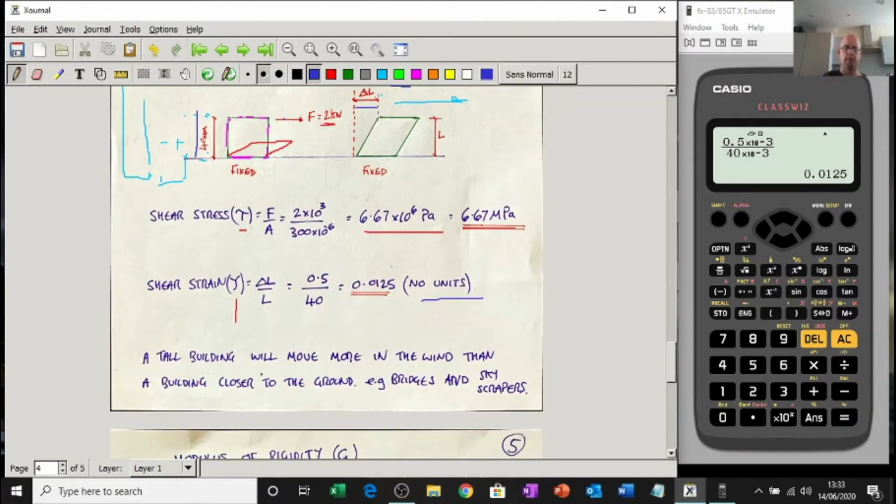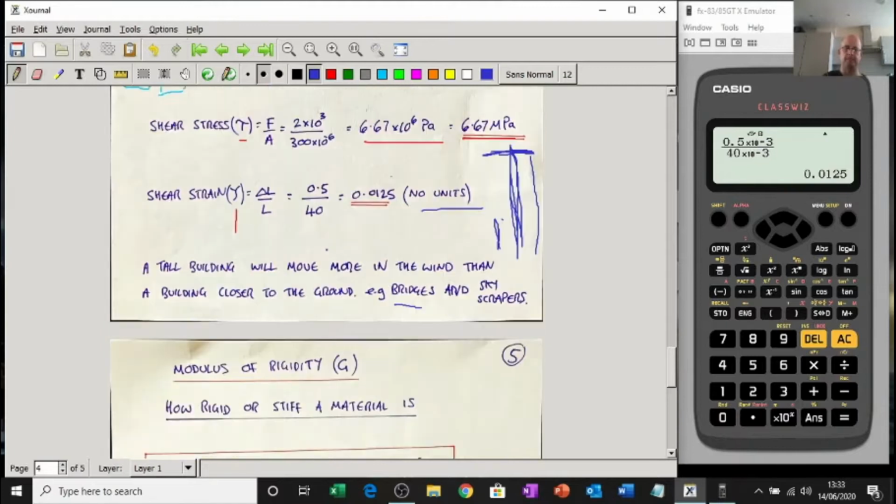So here's my thing. A tall building will move more in the wind than a building closer to the ground. Bridges, like a suspension bridge, the Severn Bridge, when you've got the big stanchions, they will move in the wind because they're quite high. A small little bridge is not going to move much because the height is less. Skyscrapers do move. But a skyscraper will move more in the wind than your house will because the skyscraper is higher. So that's what you need to think about when you're doing shear strain.